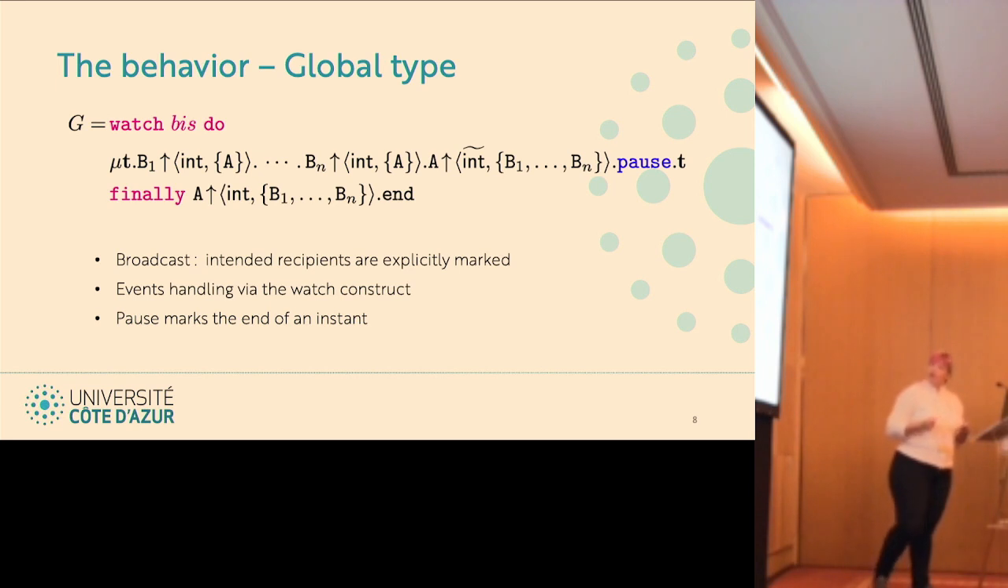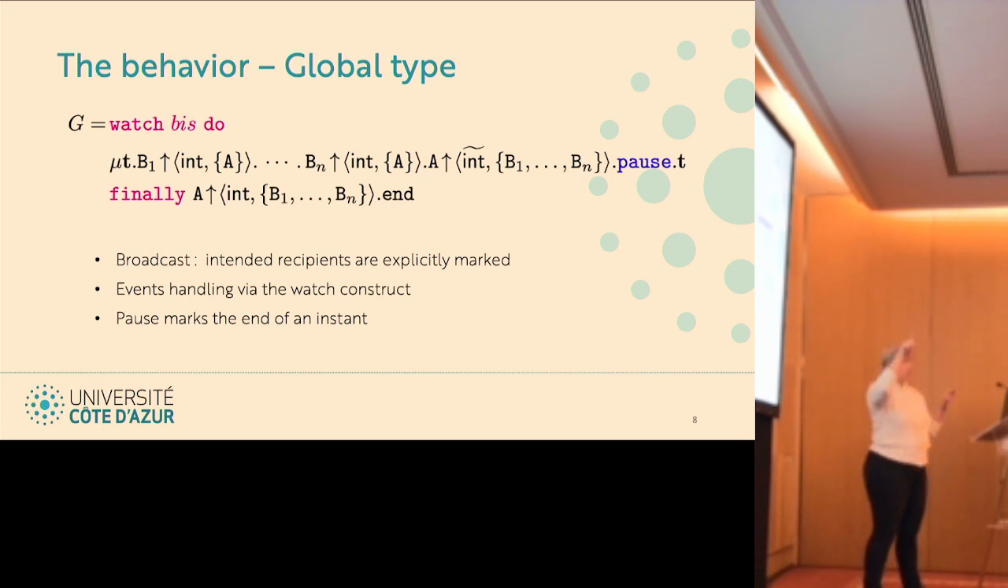And then there is another construct, the pause construct. We will see that in the type construction, we will make the instance slicing explicit. This pause means that every time we recurse, we stop the bidding round, and we start a new round, a new logical instant.